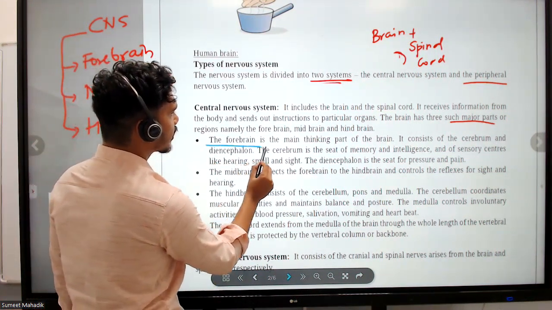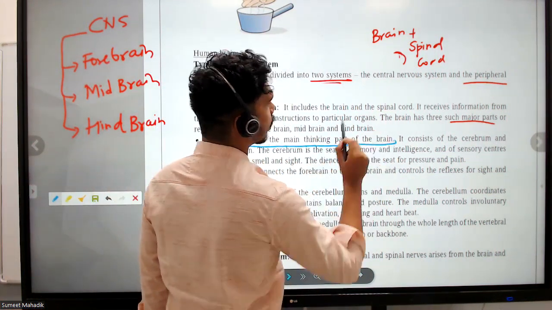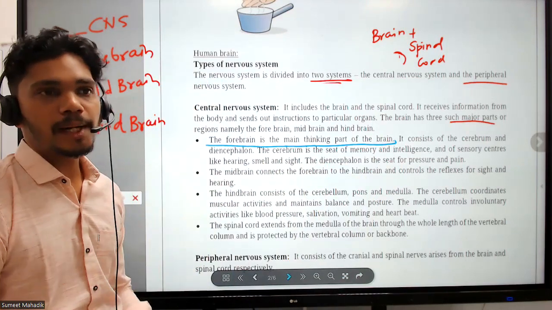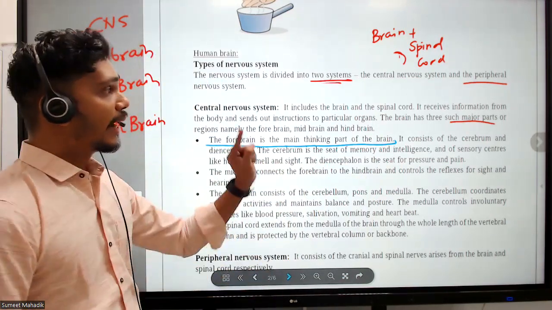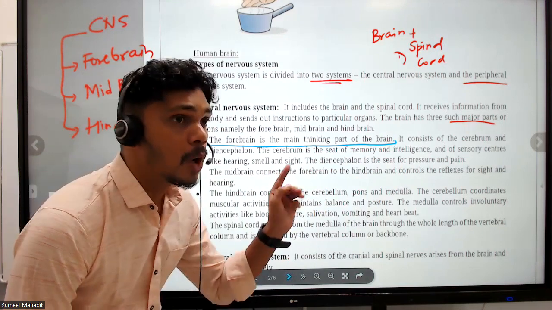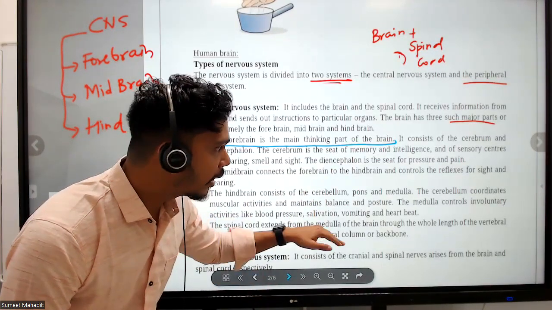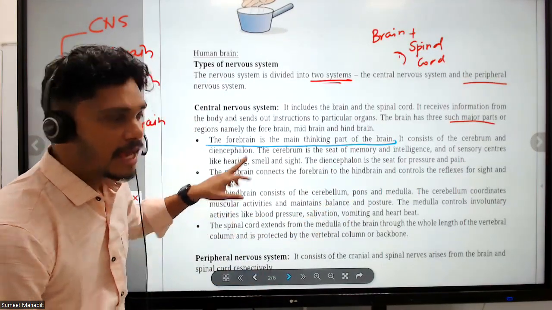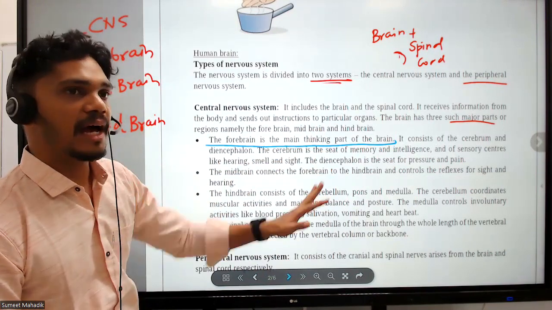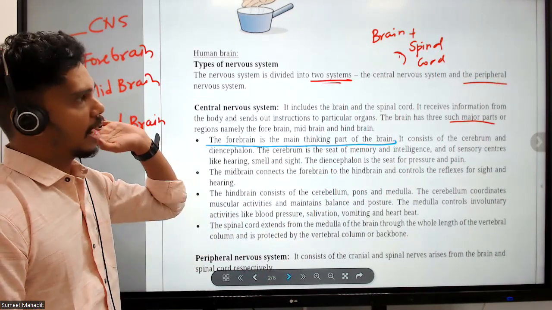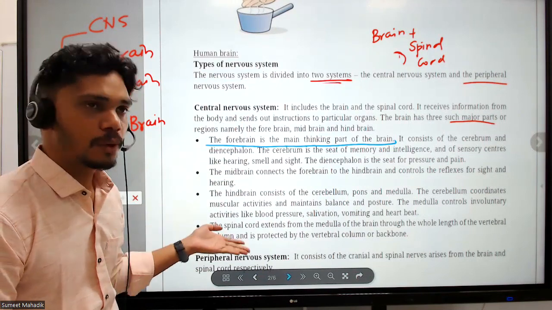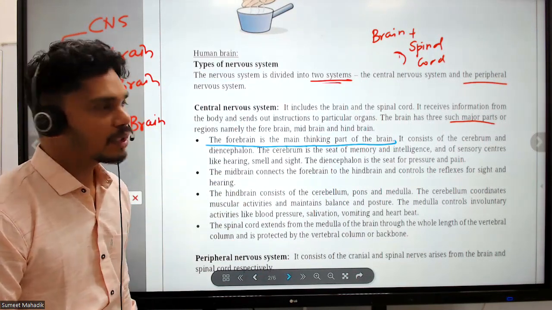The forebrain is the main thinking part of the brain. It consists of the cerebrum. Don't get confused with the cerebellum, which is found in the hindbrain. Cerebrum is a major part. I will tell you everything. Don't worry, I will show you the diagram, but right now we are going to theory. After that, we will switch to the diagram.